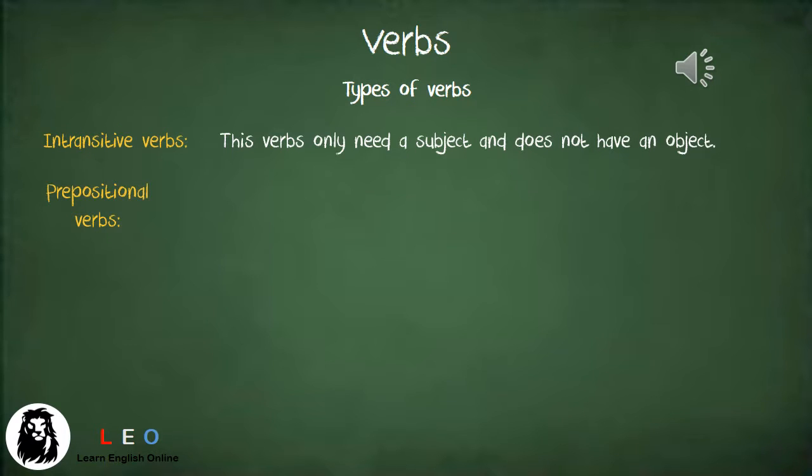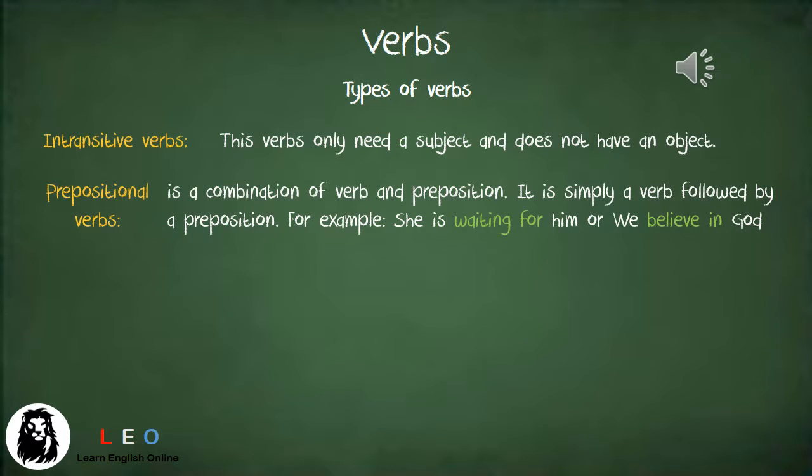Then we have prepositional verbs, that is a combination of verb and preposition. It is simply a verb followed by a preposition. For example, she is waiting for him, or we believe in God.